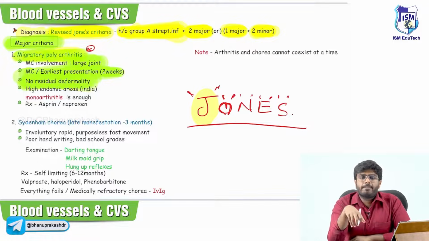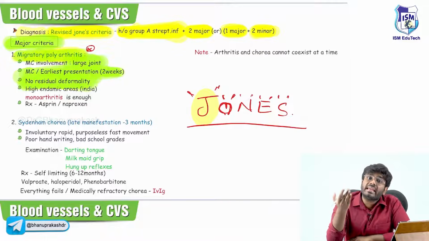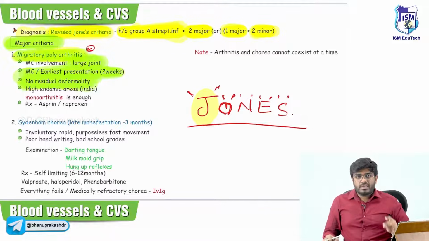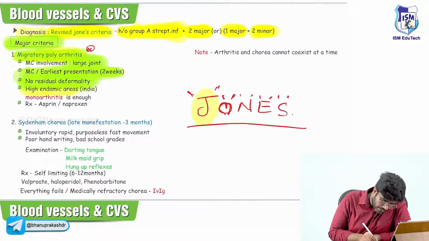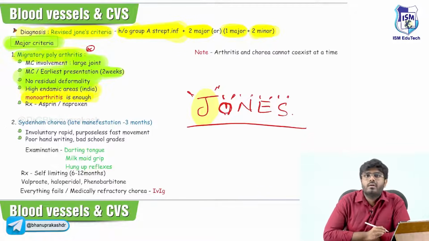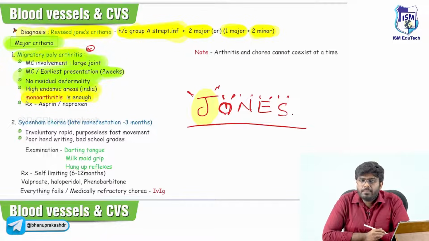See, in India, where the cases of rheumatic fever are more common, even monoarthritis, not migratory polyarthritis, just monoarthritis is enough. It can be taken as a major criteria. No need to wait till multiple joint involvement. Even if one joint is involved, you can consider it as a major criteria. So in high endemic areas like India, monoarthritis is enough, sir.